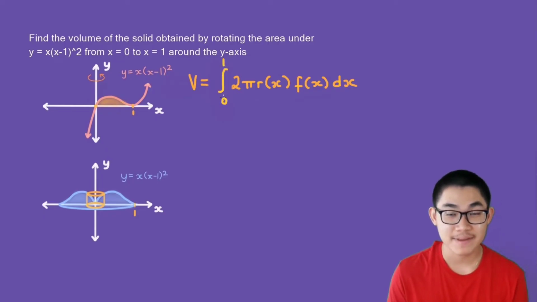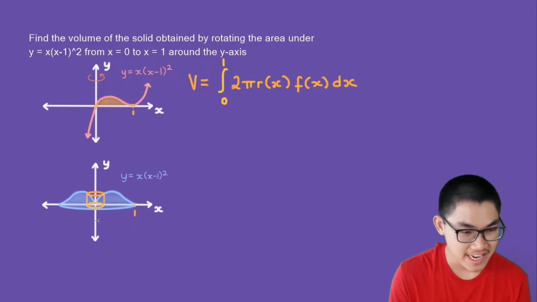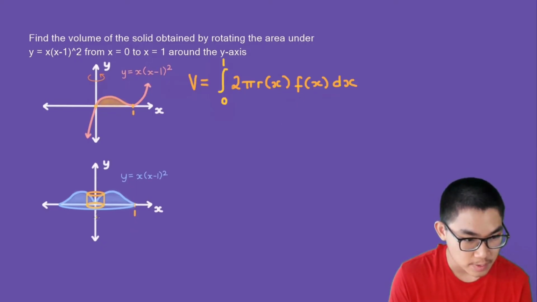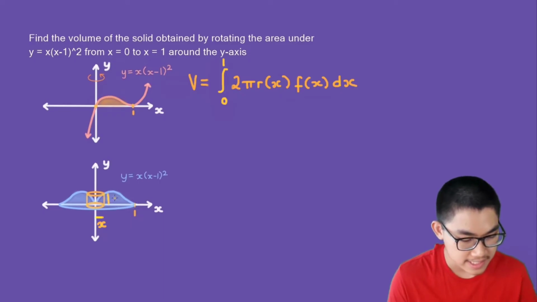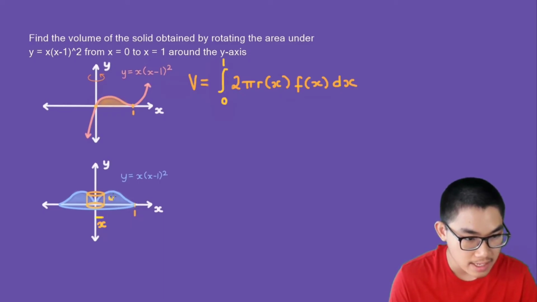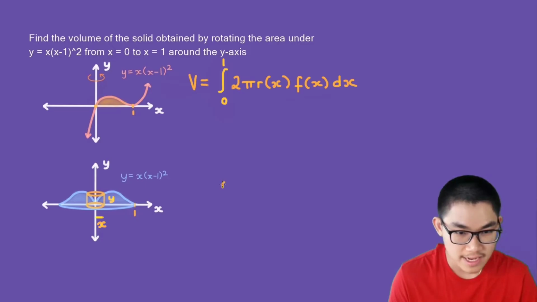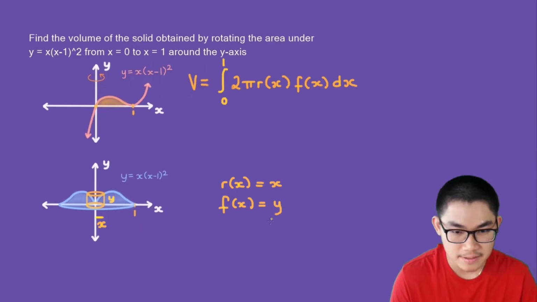The second step is to find the radius and the height. So the radius is basically the distance between here and here, and we can say that this distance is x. And then the height is the distance from here to here, and we can say that this distance is y. So the radius, r of x, is the same as x. And then the height, which is f of x, is equal to y.